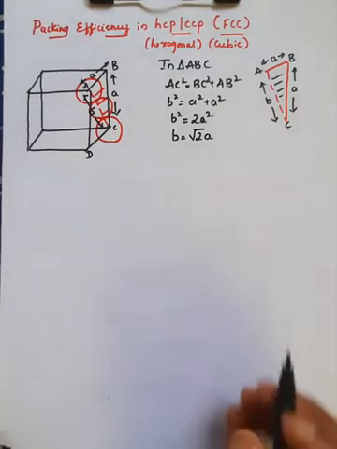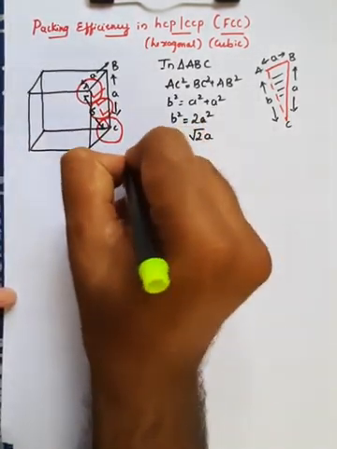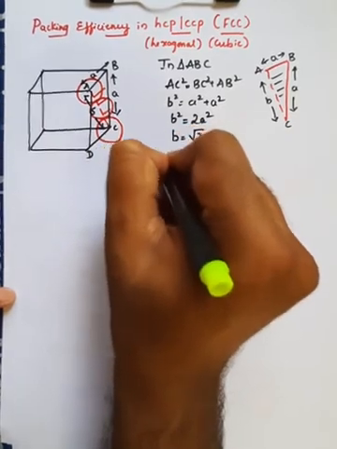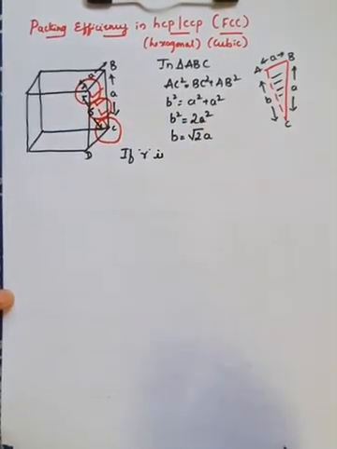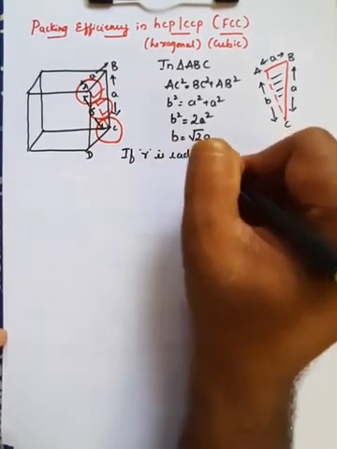So next, if R is the radius of the sphere, if I take the radius of the sphere, that is R is the radius of a sphere.